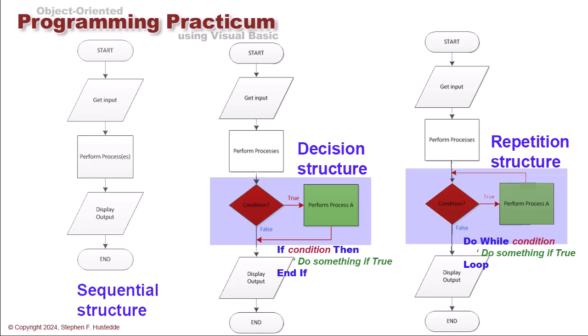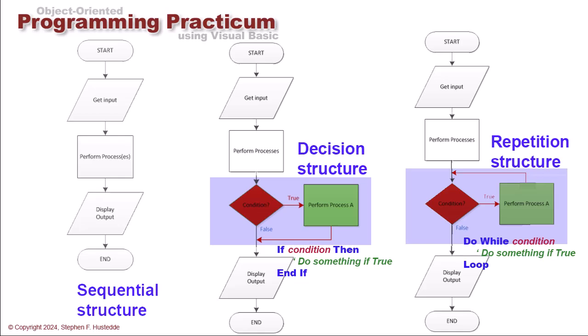In our condition, if something is true, we're going to execute some code, and then we're going to loop back up above that condition and check to see that condition is still true. This is called a do-while conditional repetition structure. So while that condition is true, we're going to keep doing the process that's represented in the green rectangle here.